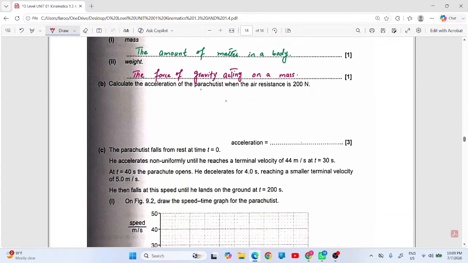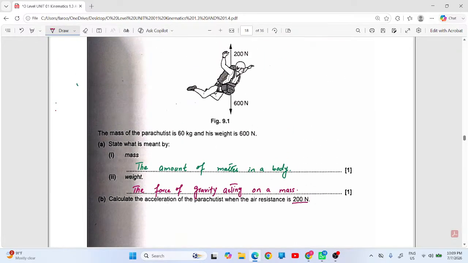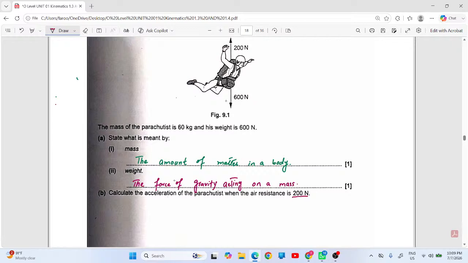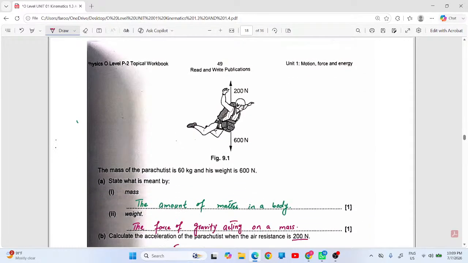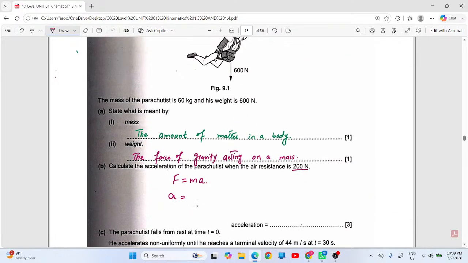Calculate the acceleration of the parachutist when the air resistance is 200 Newton. Force comes to mind, F is equal to ma. But we will not put F equal to 200, right? Let me tell you. Let me open the marking scheme too.